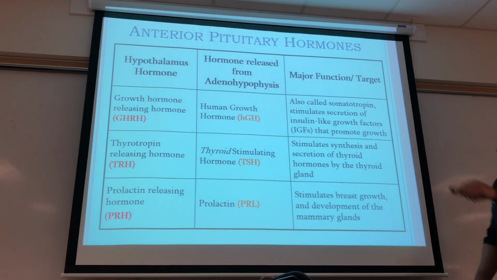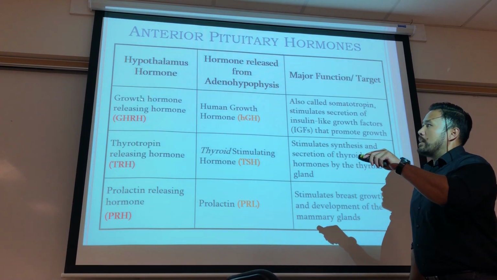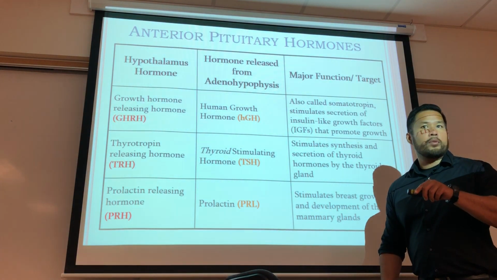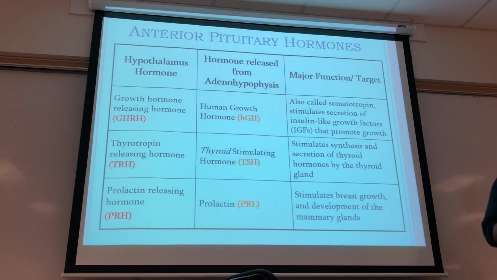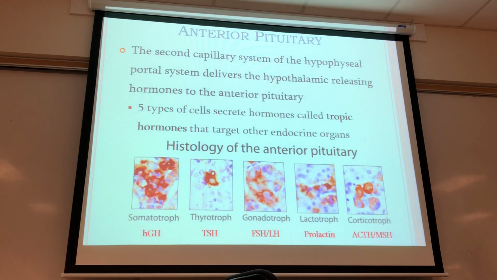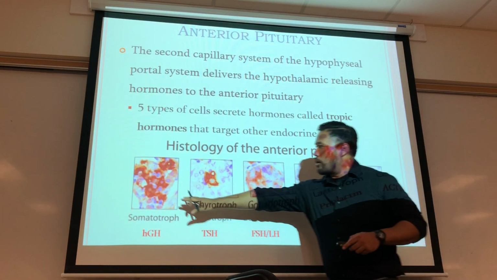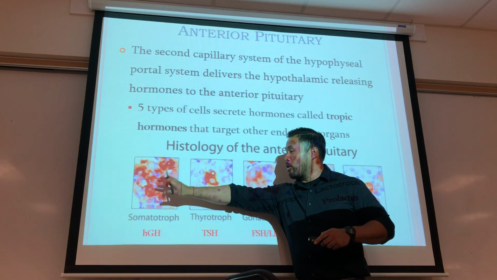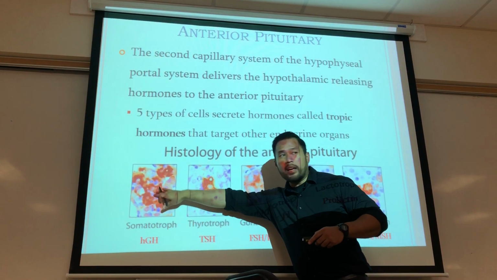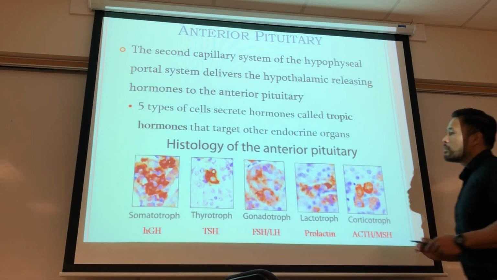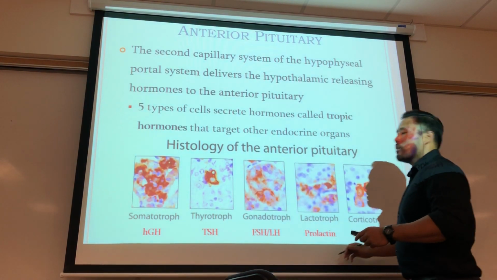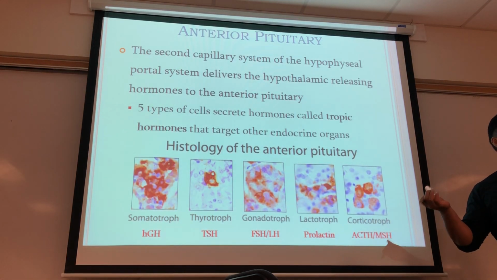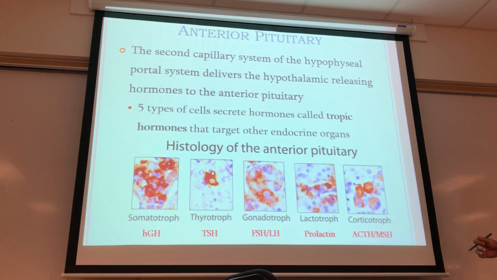So think of it this way. Hypothalamus releases growth hormone releasing hormone, which is going to target the somatotrophs, again, the cells in the anterior pituitary. Now, when growth hormone releasing hormone targets these cells, they in turn produce human growth hormone. So now we have the production of human growth hormone, and we don't want too much of it, depending on where we are in terms of growth.